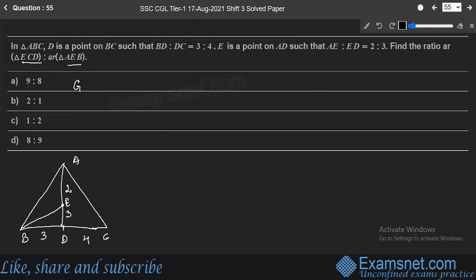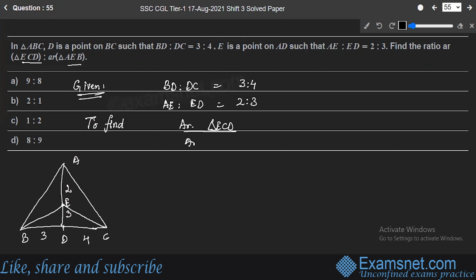Let's join CE and BE. Now, what are you given? BD is to DC is equal to 3 is to 4. Also, AE is to ED is equal to 2 is to 3. These two things are given to us. What do you have to find out? To find the area of triangle ECD upon the area of triangle AEB. You have to find the ratio of the areas of these two triangles. Done? Let's start.